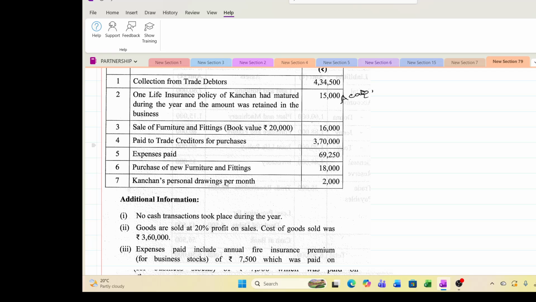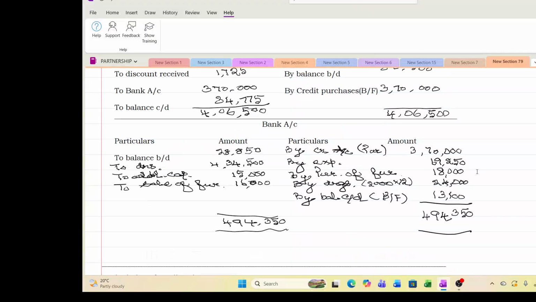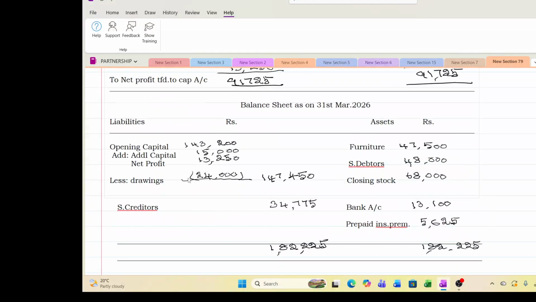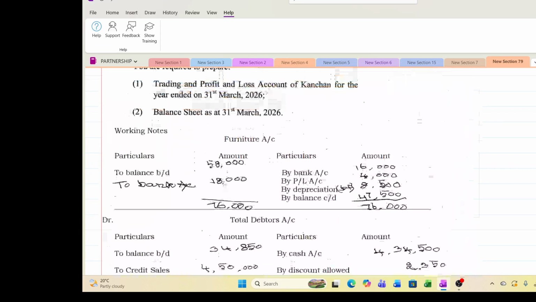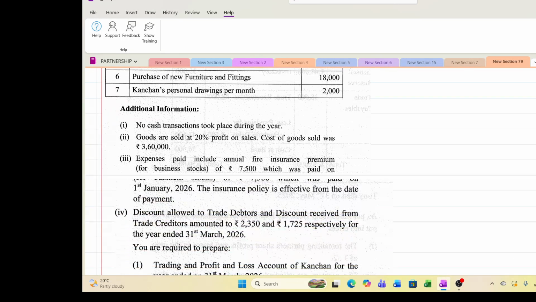Now Kanchan's personal drawings per month. So please read it very carefully. Per month 2,000. So she would have withdrawn 24,000. So bank would have paid. So in the bank account, go there, write on the credit side by drawings account 24,000. At the same time, in your balance sheet, less the drawing by 24,000. Okay. So this also all the double entry has been made for this column also. Now we have to make double entry for some of these items also.